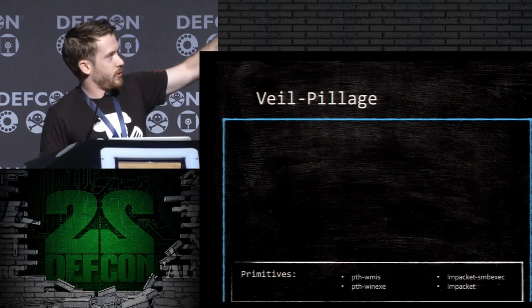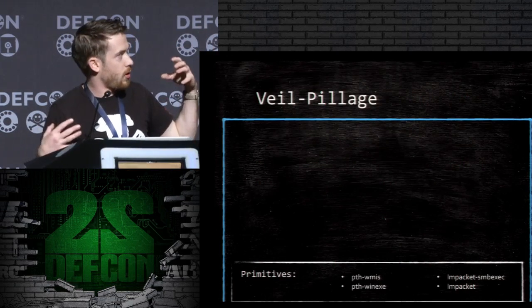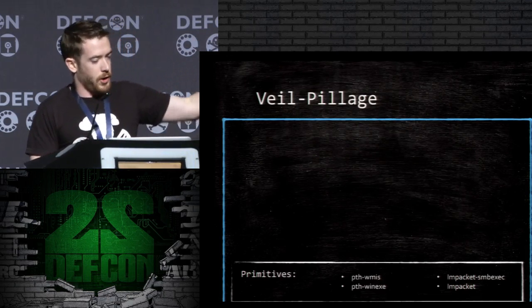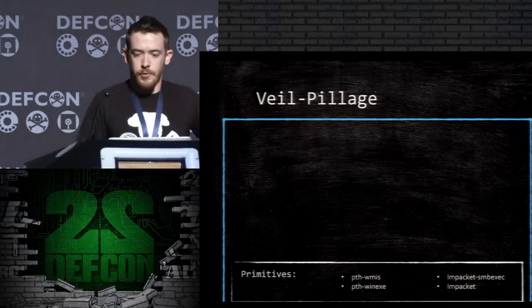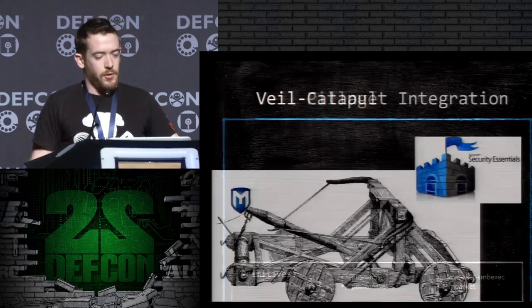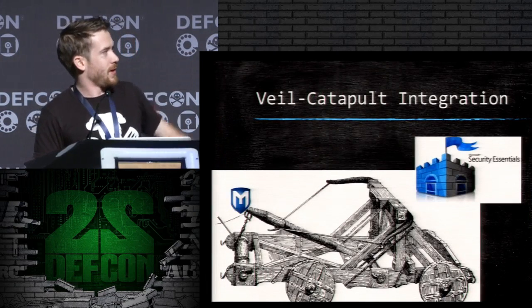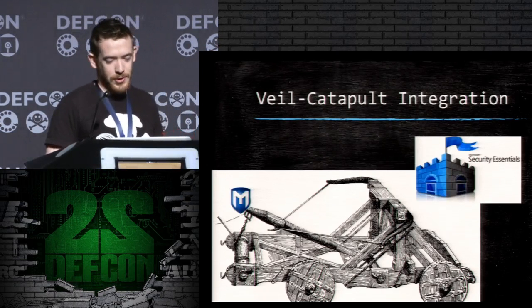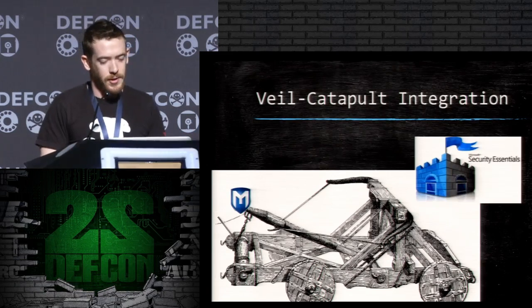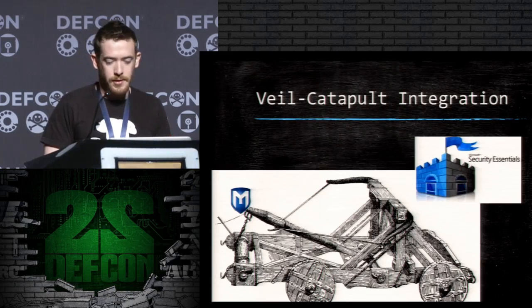So I'm going to be building this little diagram up showing you all the components of Veil Pillage. Right here, you see at the bottom, these are the primitives that the entire framework is built on. So Veil Catapult, those are awesome little catapults with their Metasploit payload launching at the Security Essentials Castle. All the demo machines I recorded on had MSE updated, and it still didn't catch anything a year later.